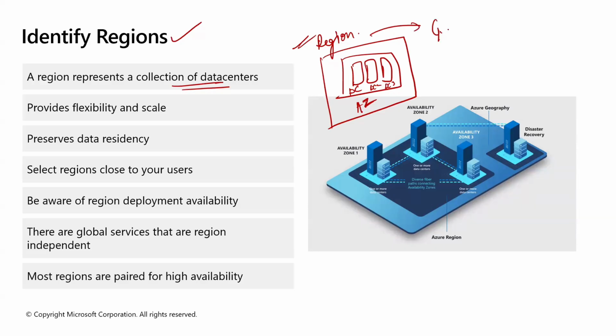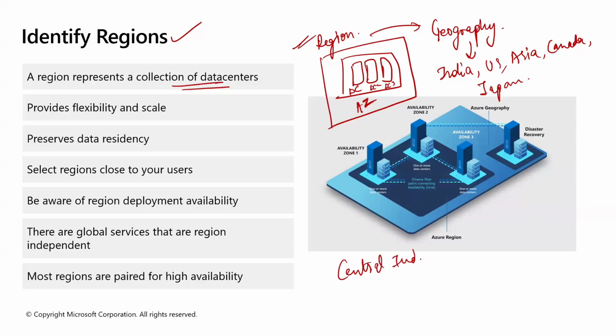Region is all about choosing a geography, and there are multiple geographies: India, US, Asia, Canada, Japan, whatever comes to your mind. Inside the India geography, we have three regions as well. These regions are Central India, South India, and West India. There are three different regions.